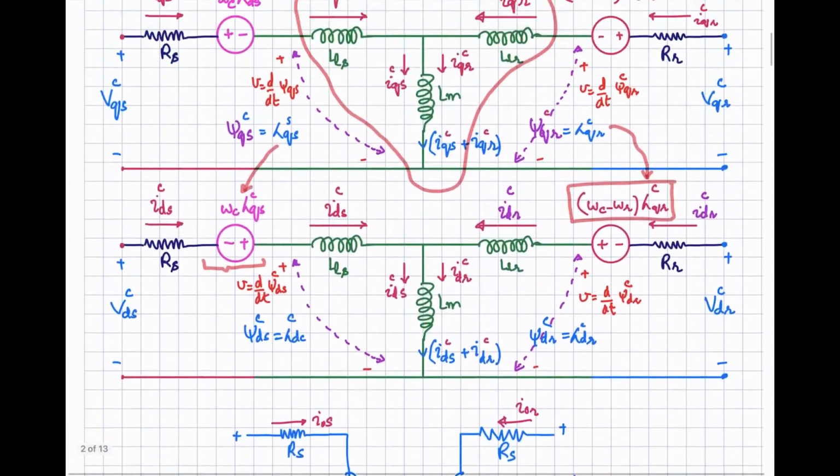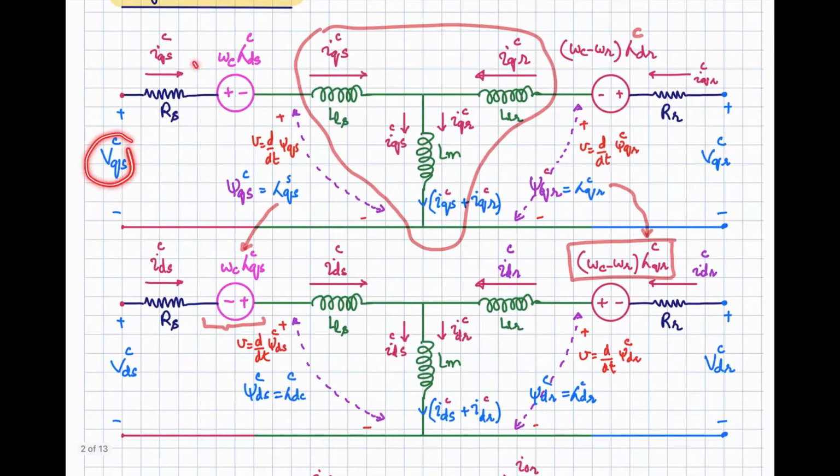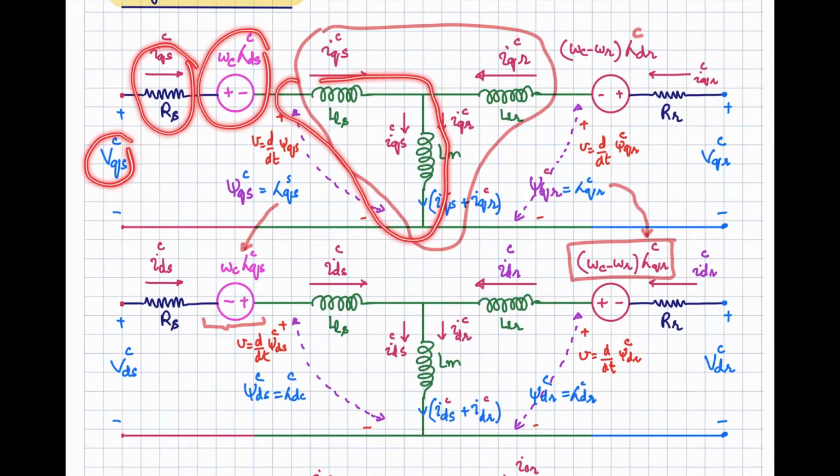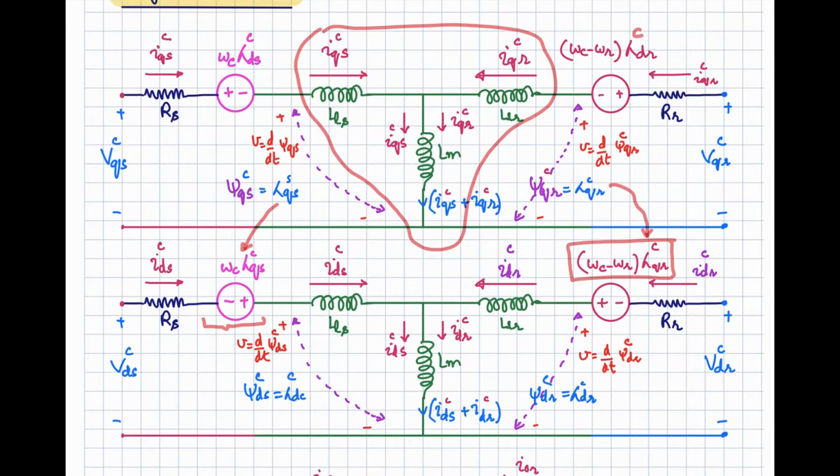If I go back to this circuit, this VQS is basically equal to this voltage plus the voltage drop across these two from the stator side. So the voltage between these two points will be the derivative of the flux linkages. So that is represented like that. Or we can also write that V is equal to the derivative of lambda QS, because in our discussion we are going to consider phi or lambda the same thing. And C is representing the arbitrary frame of reference. This must be C as well.